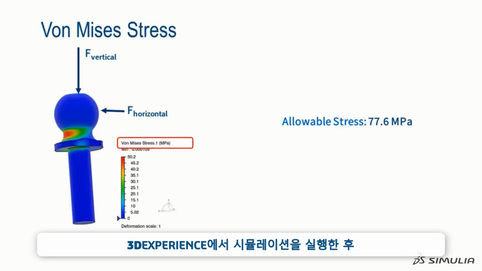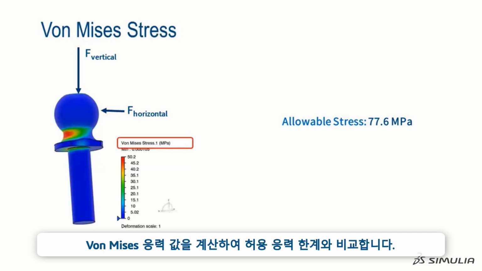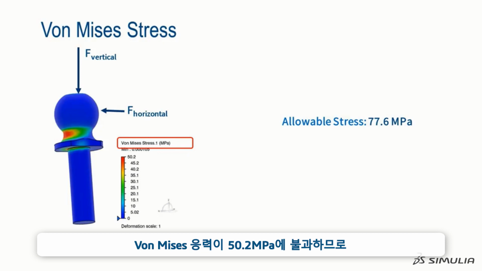After we run the simulation in 3DEXPERIENCE, we compare the von Mises stress calculated to the allowable stress limit. Since the von Mises stress is only 50.2 megapascals, the design of the ball is acceptable.